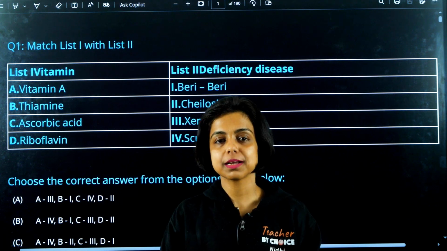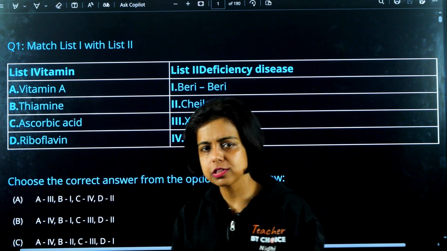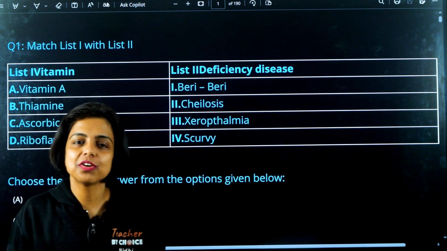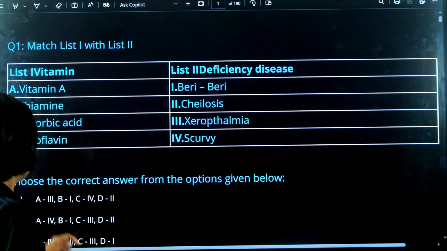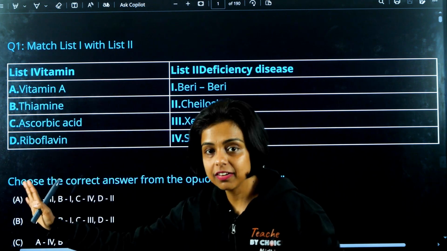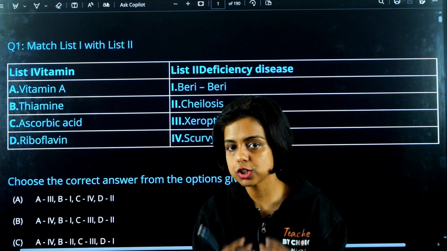So JEE Mains mock test number 8. Let us start with the very first question of chemistry, which is from biomolecules, or you can also say it is from general chemistry, our day-to-day life, right? So let us check. There is a match given here, and the vitamins list is given here, and their deficiency diseases are given in the another column, right? We just need to match it.